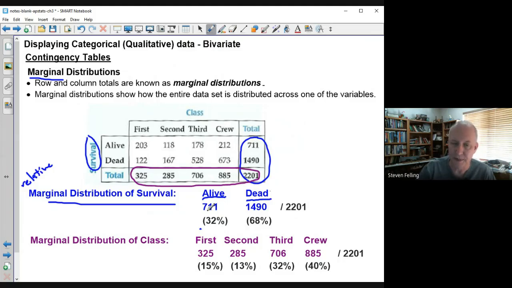Okay, separately, if we're talking about marginal distribution of class, right, let me change color here. If we're talking about class, that's this variable. So its values are first, second, third, crew. So we have to give a value for first, second, third, and crew. We would go to the margin and say the total number in each of those categories. So this is the marginal distribution of class. And then if we wanted the relative marginal distribution of class, we would divide each of those by the total to get the percentages.